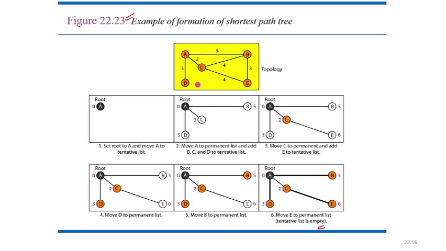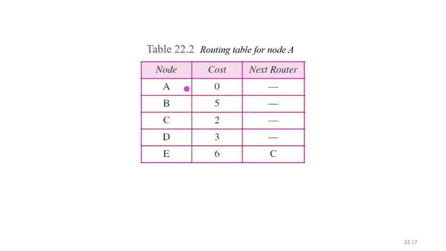Now we will just go with the table. Here the routing table for node A is given. Finally, after one complete round of sharing the data, they will find out the node, the cost, and the next router through which they will be reaching it. So A is directly connected with B, C, D with weights or costs of 5, 2, 3, that is the direct one, and for E it has 6 as the minimum cost, and it is reaching through the router C.